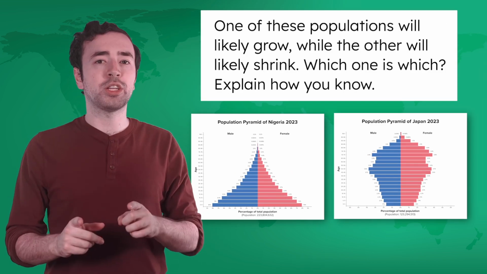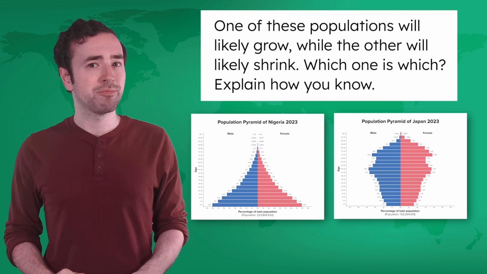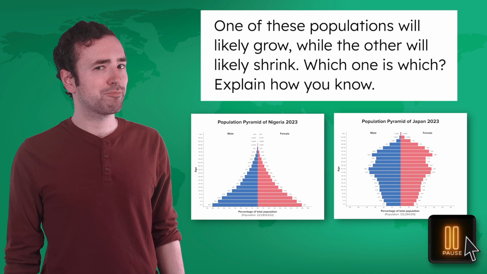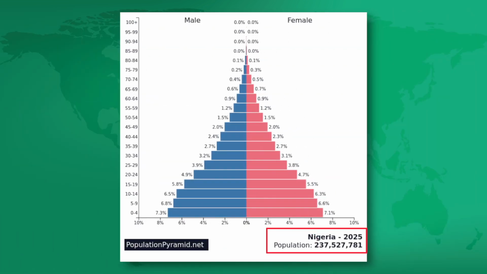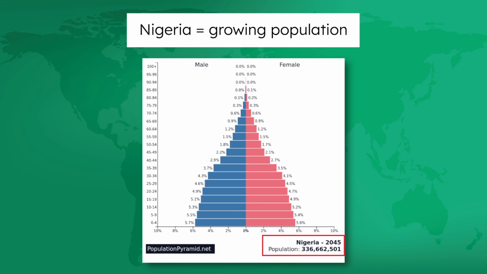One of these populations will likely grow, while the other will likely shrink. Which one is which? Explain how you know. Check out how Nigeria's population pyramid is expected to change 10 and 20 years from now. Because of its bottom-heavy shape, all of these young people at the base of Nigeria's pyramid grow up, start their own families, and contribute to a growing population.